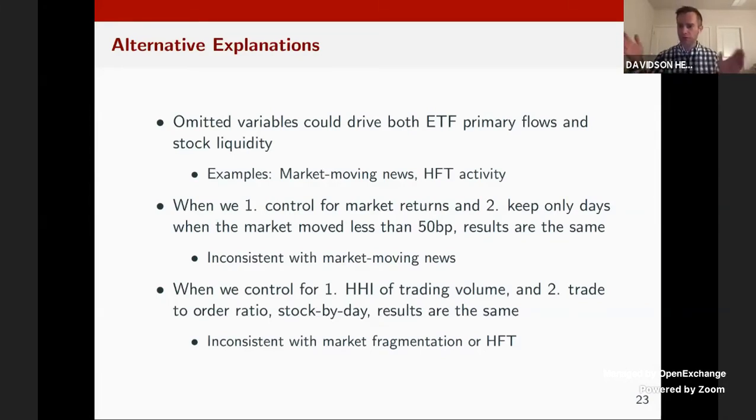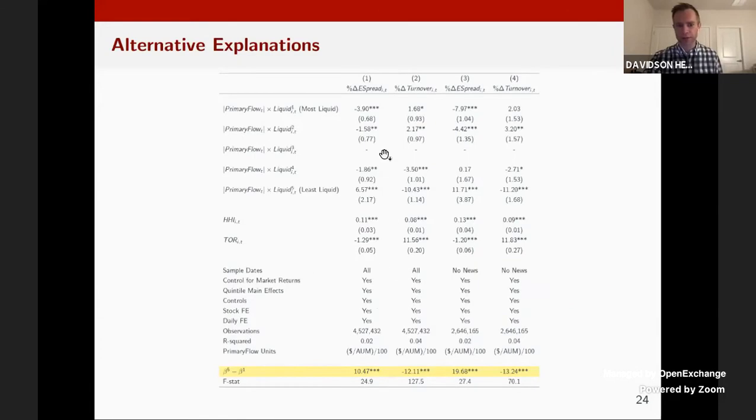And of course, market fragmentation and the rise of HFT trading and battle bots has been another huge pattern that's happened over the last 20 years. So we directly control for those using measures of market fragmentation and HFT activity measured stock by day. We put those in as controls. And again, our main results are essentially unaffected, which suggests that those are not explaining our results. Those are not confounding our explanations. Okay, and you can see that there.